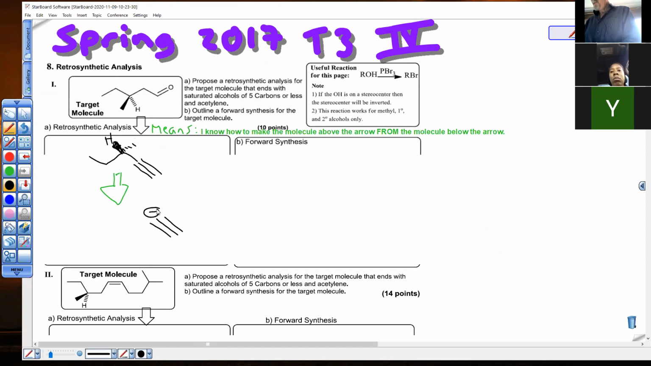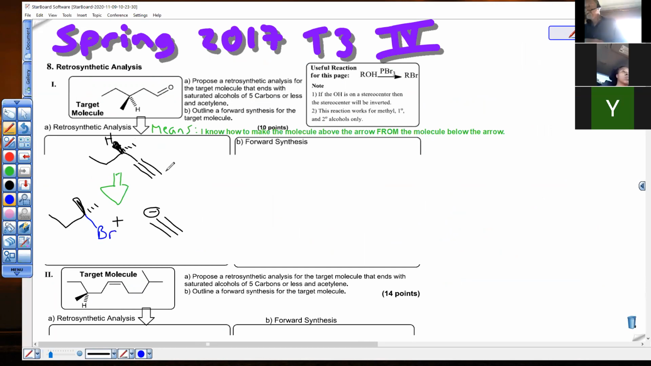I know how to make that attack a carbon with a leaving group here. I'm going to leave the wedge and dash to be determined, but I know I have a leaving group on there. And there's a reason I'm choosing Br in this question.